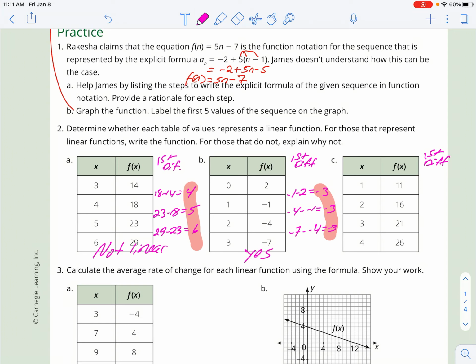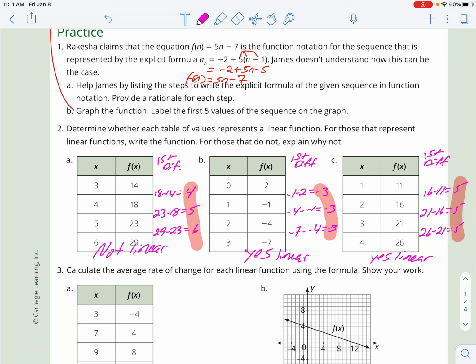Now for the last one here, I'm going to go ahead and do it, and then I'll come back around. 11 to 16, that is a difference of 5. 21 to 16 is a difference of 5. 26 to 21 is a difference of 5. So that is consistent. So we can say that that is also linear.